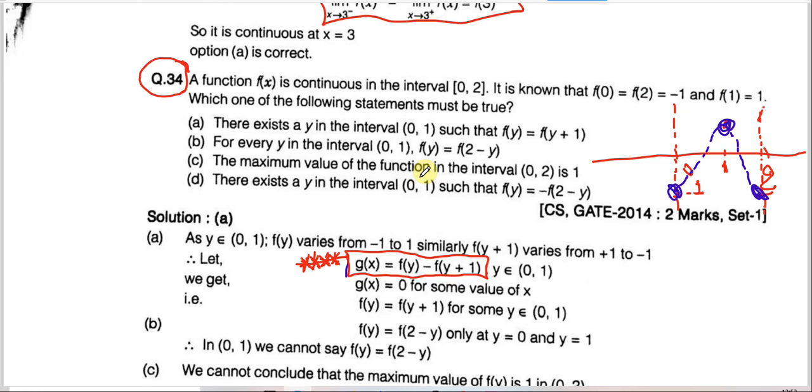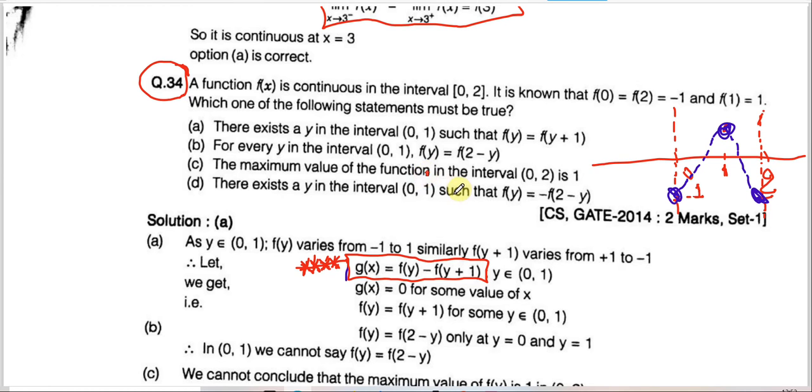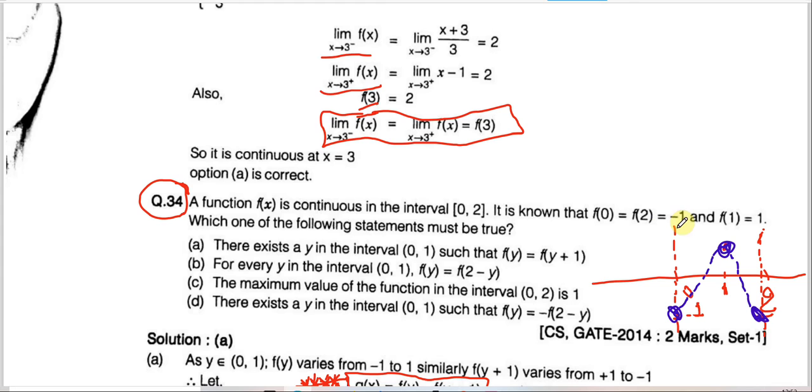And now this problem you will see. This is the problem saying that the function is continuous in 0 to 2. The function is continuous, and f of 0 is equal to f of 2, and it is equal to -1. So we have plotted the graph. Graph should be like that, because f of 0 is -1, f of 2 is -1. So it should be like that, and f of 1 is 1. Here is 1.